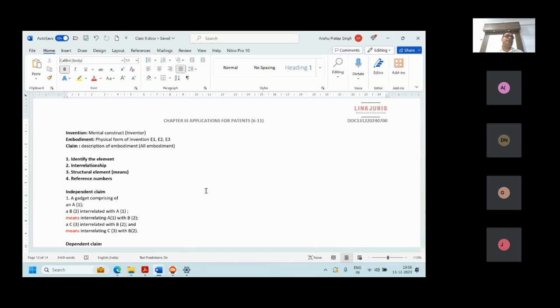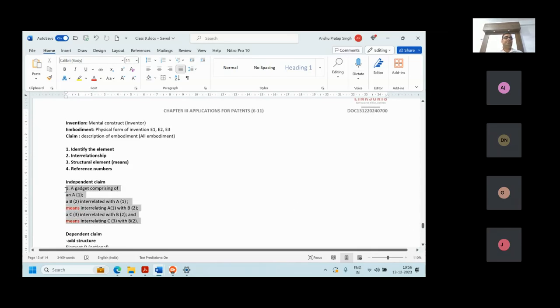So when I'm talking about the identification of the element, for example, there is a gadget. What will you do? So this 1, 2, 3, I have just written it. In reality, it should be like this. You started, you found that there is a gadget, and these three elements. First, you identify the elements. Now you identify how these are connected. You want these interrelated with A. So you identify this relationship and write it here. So that's how it becomes interrelated with A. Then C is interrelated with B.